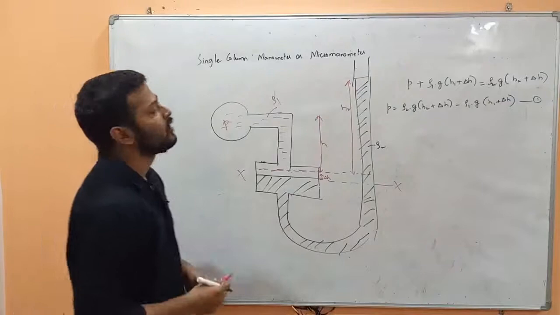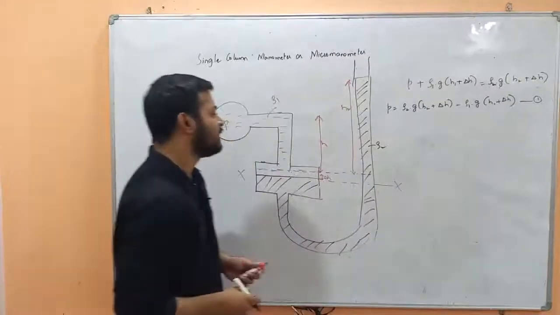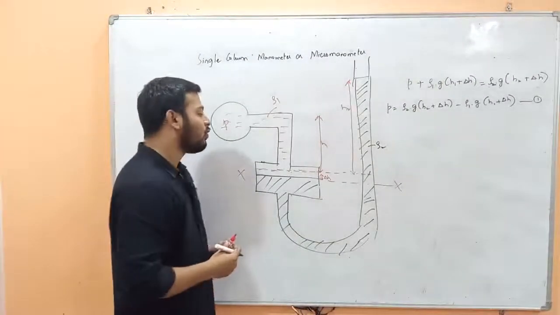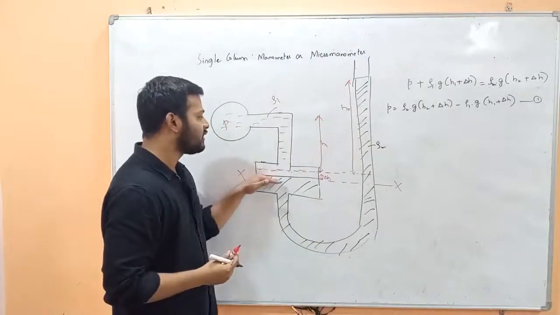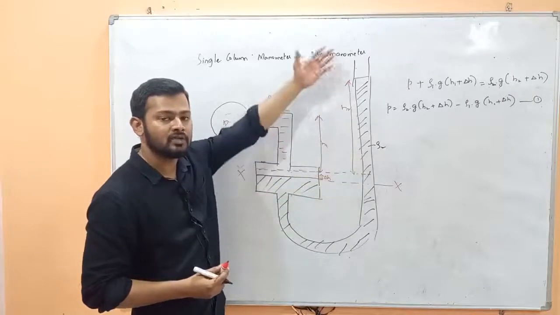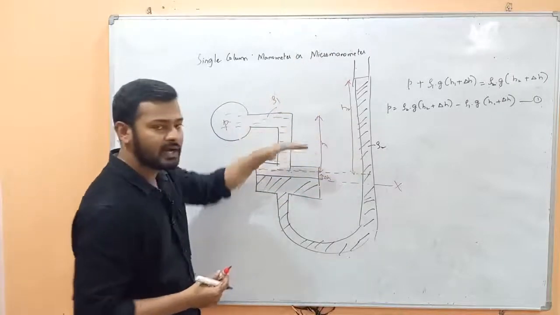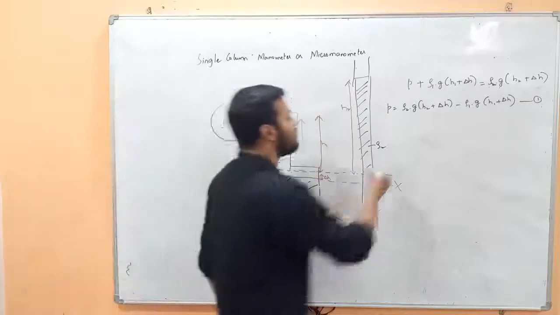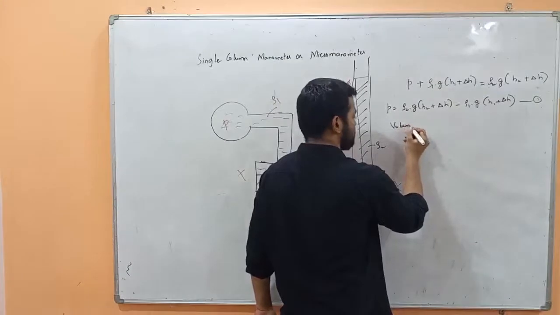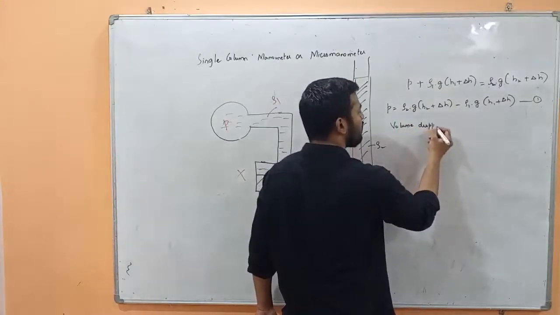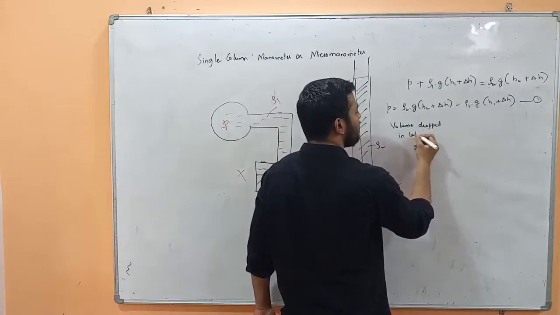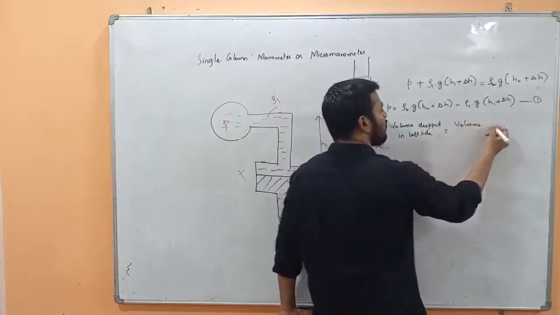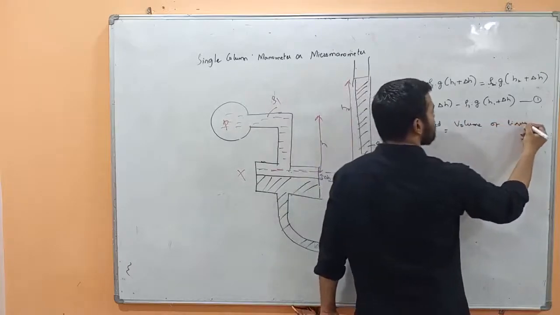For this type of manometer we have some extra part to do, and we have to observe one thing. The volume that has dropped on the left side is equal to the volume that has been raised on the right side. So the volume dropped on the left side is equal to the volume of liquid raised on the right side.